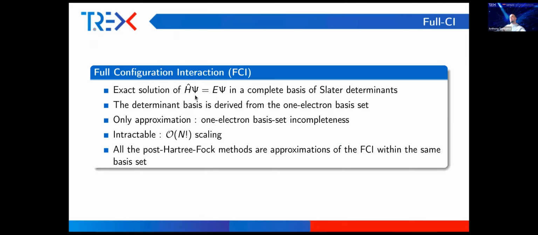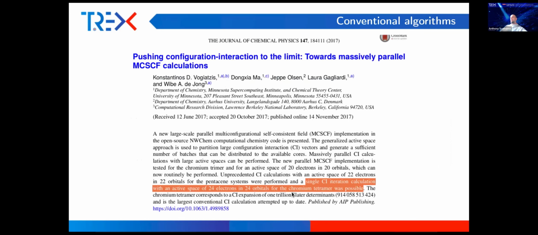So FCI is the exact solution of the Schrödinger equation, where the only approximation is the 1 electron basis set incompleteness. So basically, you get the exact solution for a given basis. But the problem is that FCI is intractable. So that's why NECI solves it with a Monte Carlo algorithm. And so what is important is that all the traditional methods of quantum chemistry try to approximate the FCI. So that's what we're also trying to get.